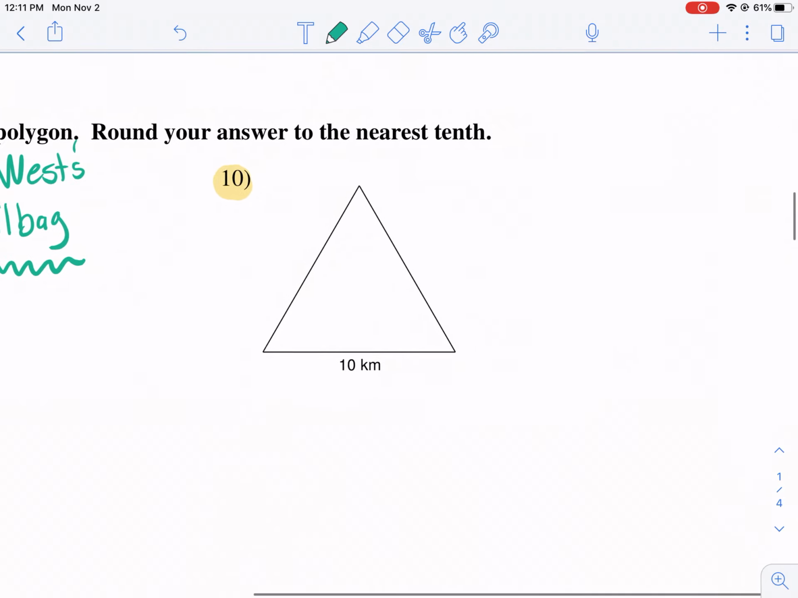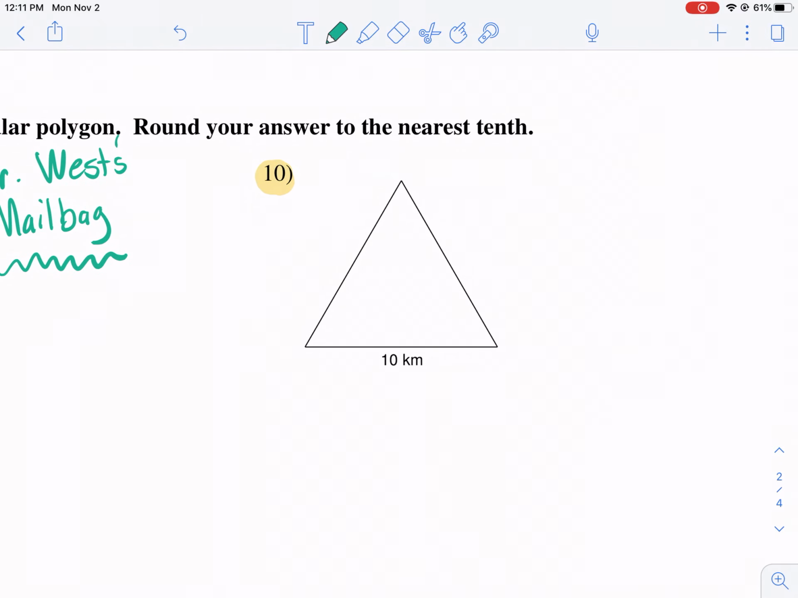Okay, so here we have a triangle and it tells us it's regular. So if it's a regular triangle, we know it's an equilateral triangle. That means this is 10, this is 10 kilometers, and we're asked to find the area.